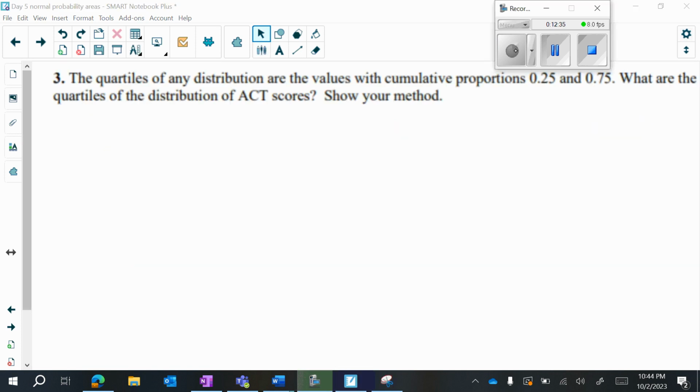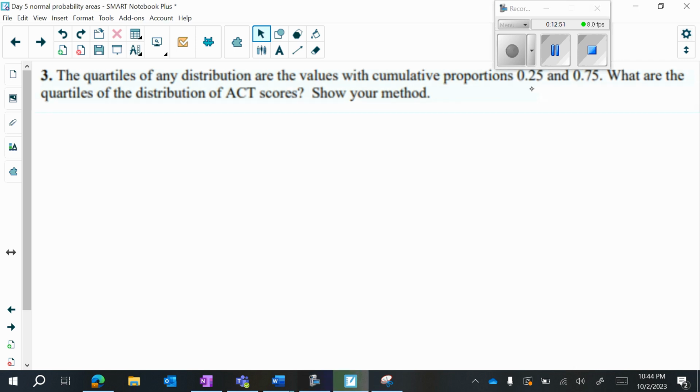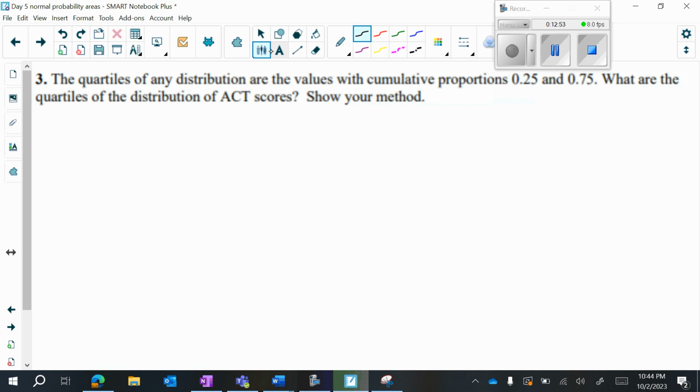All right, so this is the last part that I wanted to get to with you. It says the quartiles of the distribution are the cumulative proportions of 0.25 and 0.75, aka the 25th percentile and the 75th percentile. What are the quartiles of the ACT score? So let's start with the 25th percentile. The 25th percentile is going to be your Q1.